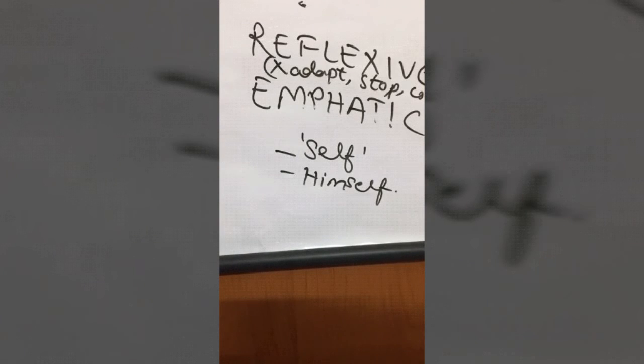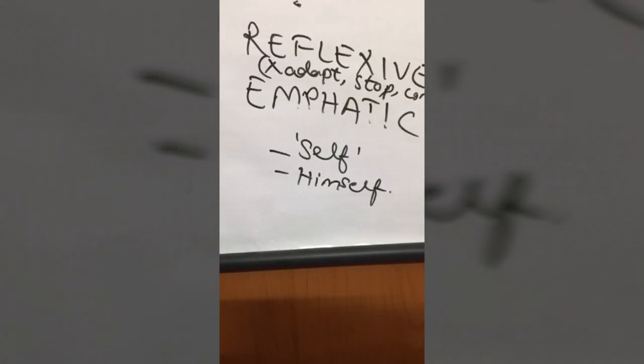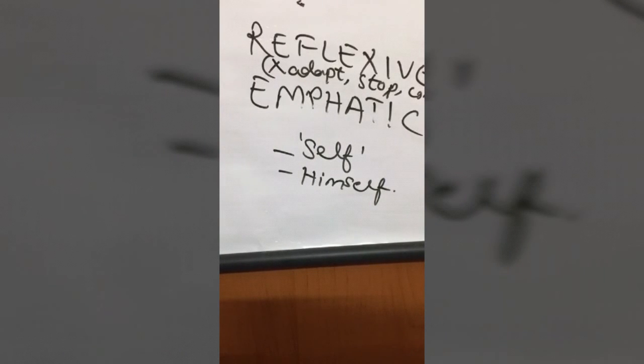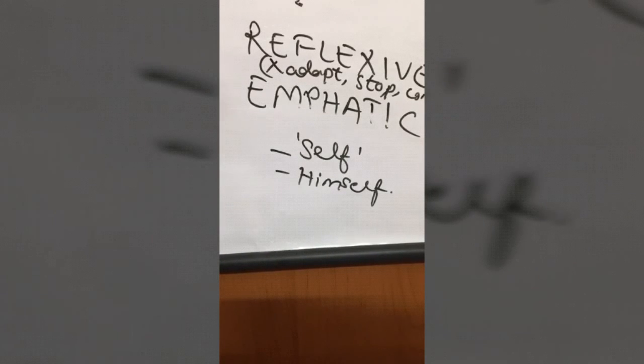So for example, "After the successful event, the organizer introduced in front of the parents and invitees." Alright, so what is the verb here? Introduced, right? Is there an object after introduced? No, there isn't. So we have to use reflexive pronouns. And we have to correct the sentence by saying, "After the successful event, the organizer introduced himself in front of the parents and invitees."